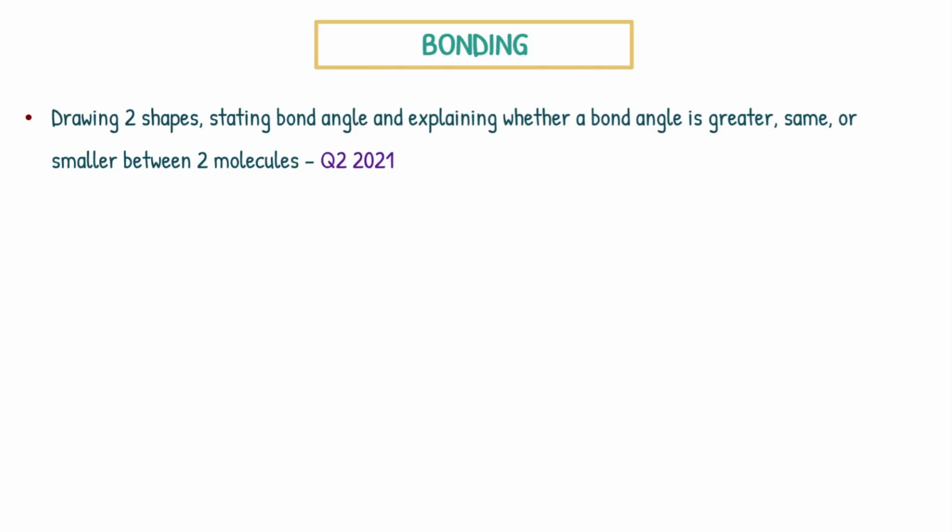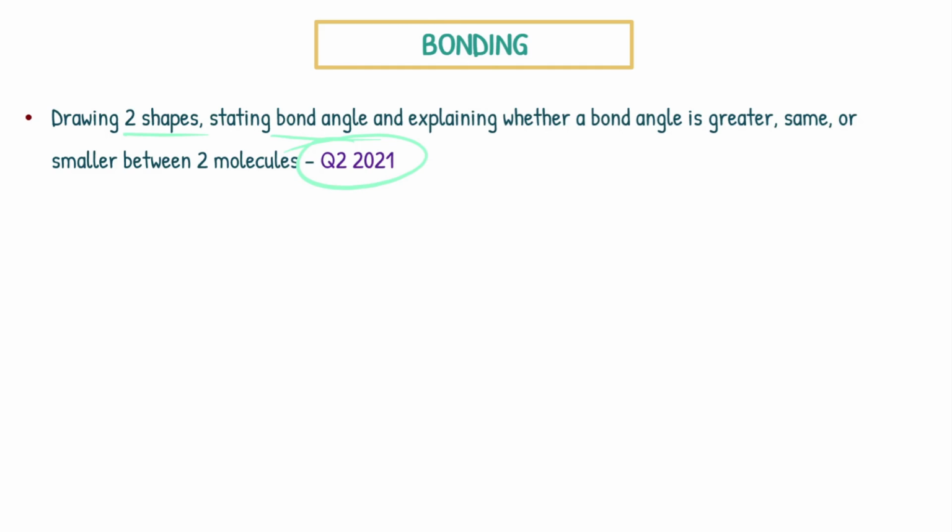Bonding, this guy's real lonely here, question 2, 2021. The reason that it's only one question is because honestly, there was only one question, I'm not going to lie to you. It was drawing two shapes and stating the bond angle and explaining whether a bond angle is greater, the same, or smaller between two different molecules. So if you're curious about that one, check it out. But as far as I could tell, this was the only bonding question.